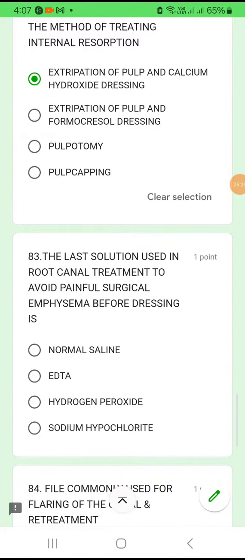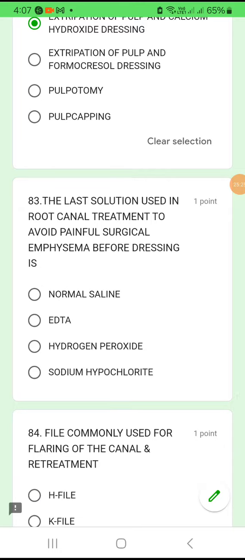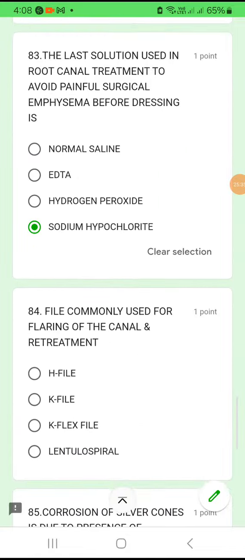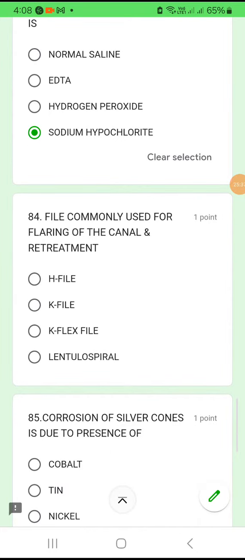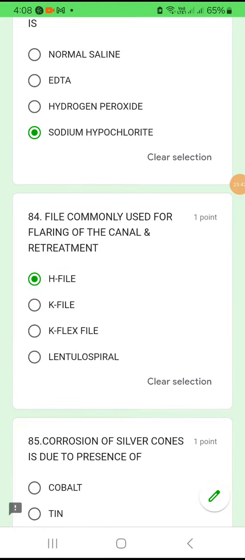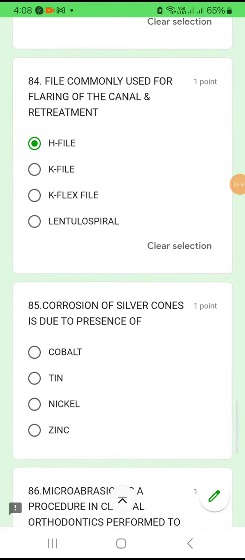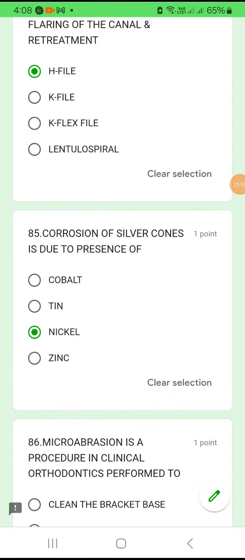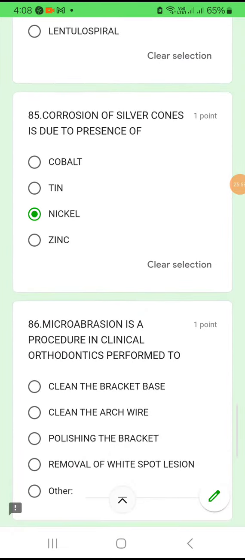83. The last solution used in a root canal treatment to avoid painful surgical emphysema before dressing is, the last solution used is always sodium hypochlorite. 84. File commonly used for flaring of the canal and retreatment. H file. For retreatment, to give more flaring of the canal, you always use an H file. Question number 85. Corrosion of silver cone is due to the presence of cobalt, tin, nickel or zinc. Nickel. Corrosion of silver cone is due to the presence of nickel.